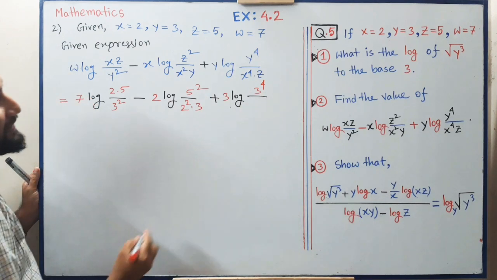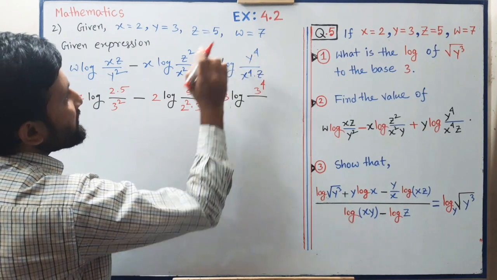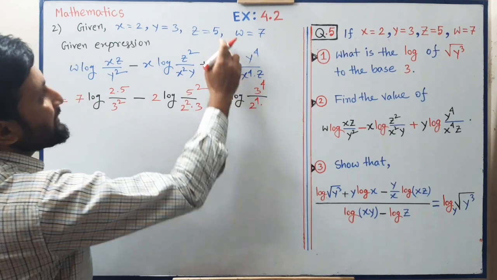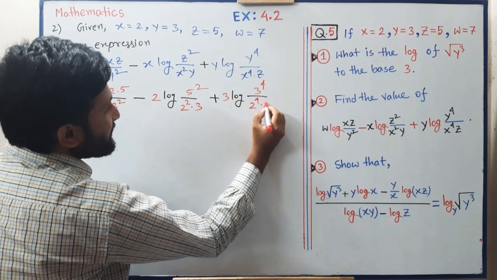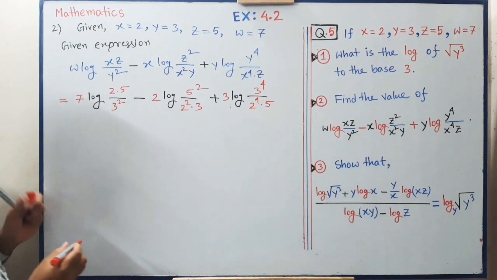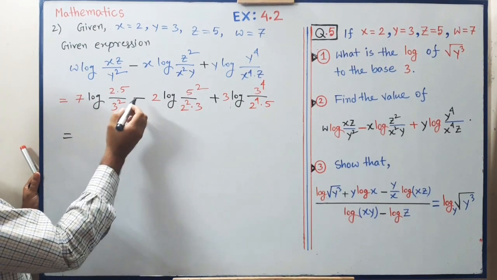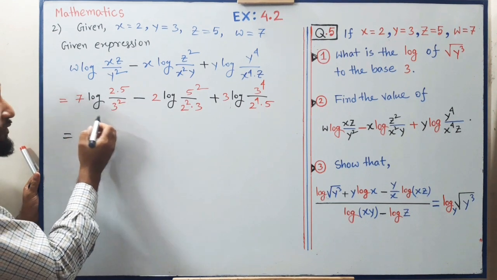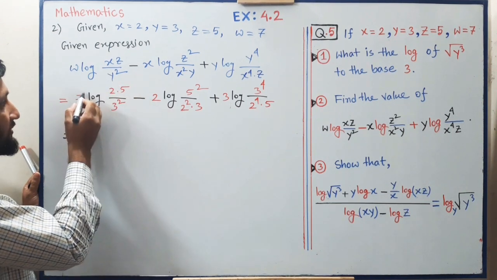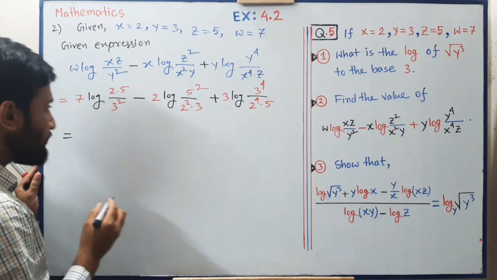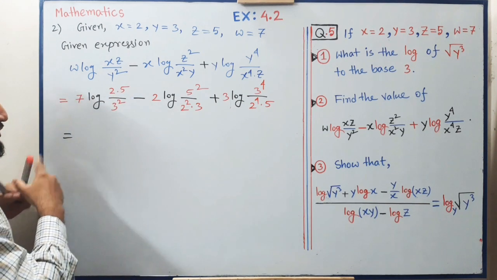Okay. And then x to the power 4 into z, the value of x is 2. So, 2 to the power 4 into z is 5. So, write here 5. Now, by simple calculation, next line we can write here, by using the formula we can set the power 7 as a power of this value. Okay. By using the formula, we already know this formula.